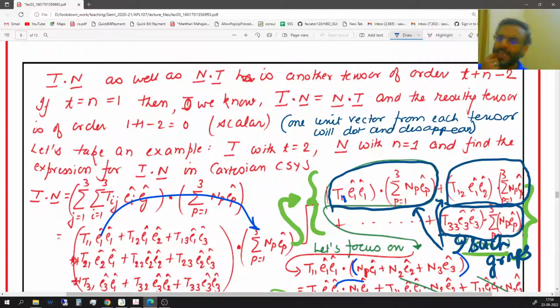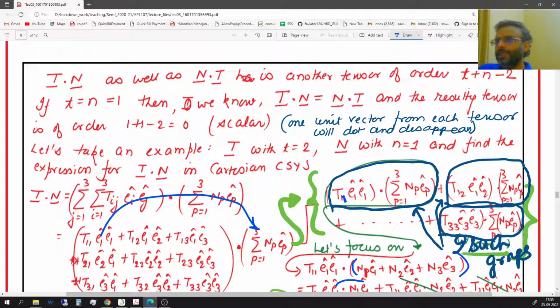T dot n as well as n dot T will actually result in another tensor which will have the order t plus n minus 2. Here I am using the small letter t to denote the order of the tensor represented by capital T. Similarly, I am using the small letter n to denote the order of the tensor denoted by capital N. So I am saying that the resulting tensor, whether it is T dot n or n dot T, will have the order t plus n minus 2.